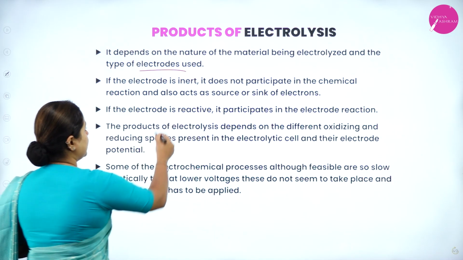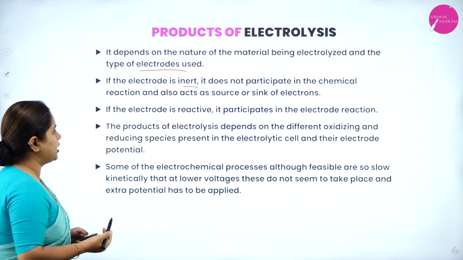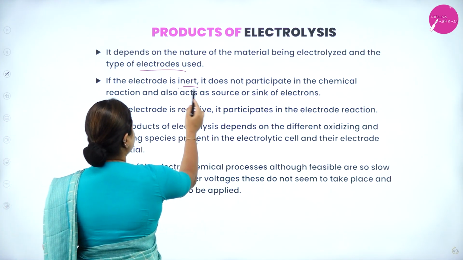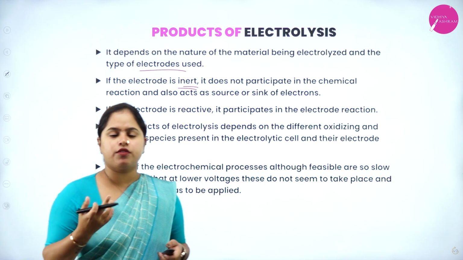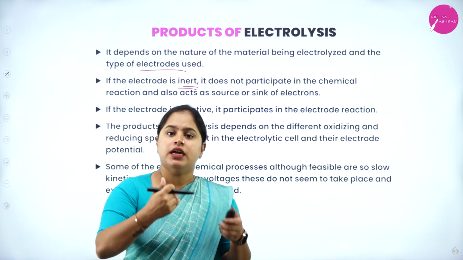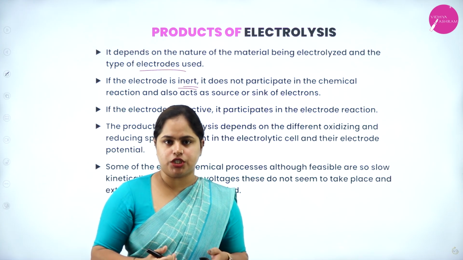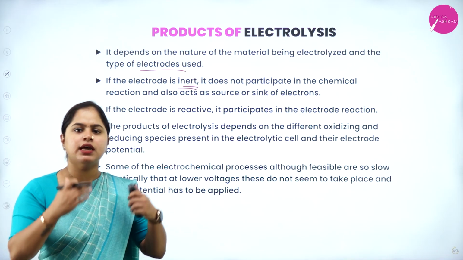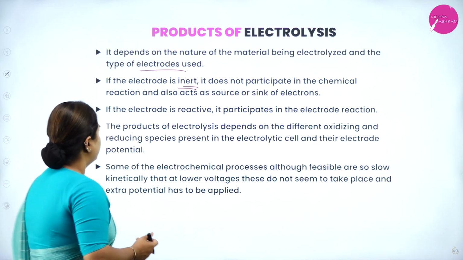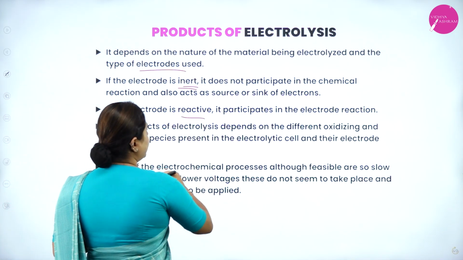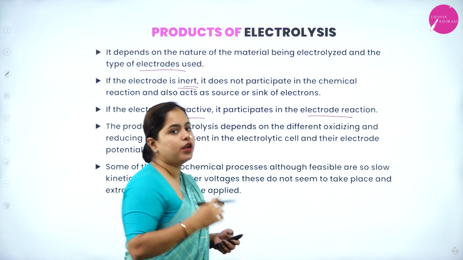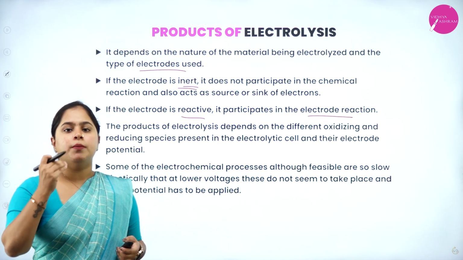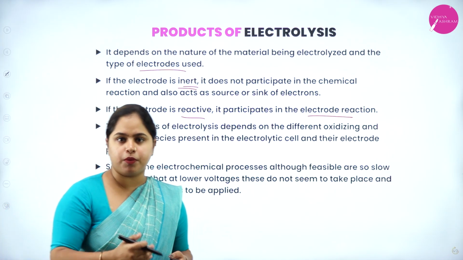Now, if the electrode is inert, it does not participate in the chemical reaction and also acts as a source or sink of electrons. If the electrode is inert, that means it is not ready to take part in a reaction. So of course, it doesn't make any difference in the product which is formed because it itself is not taking part in the reaction. Now, if the electrode is reactive, it participates in the electrode reaction, and hence it also plays an important role in the determination of the product formed.